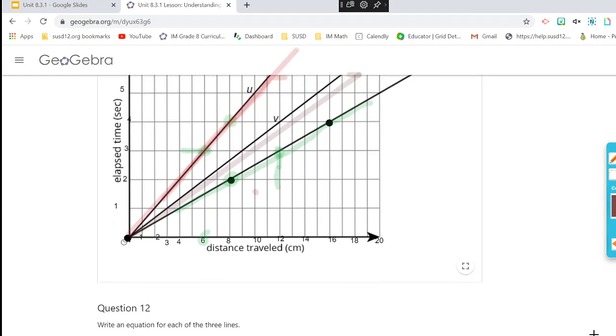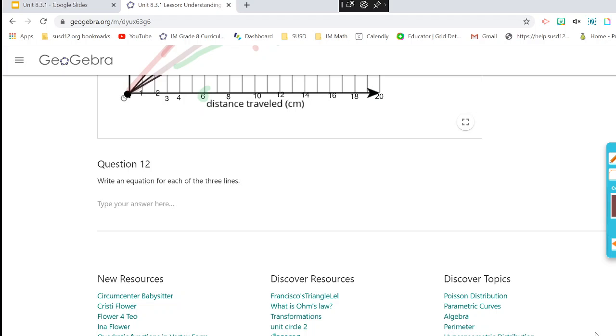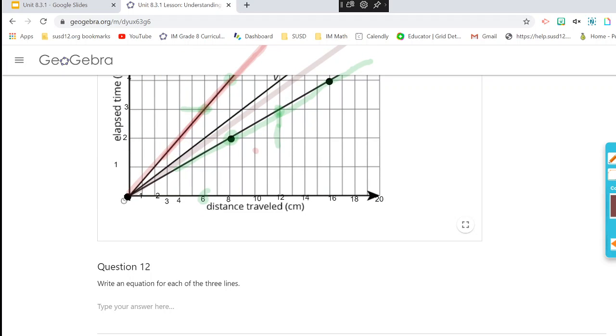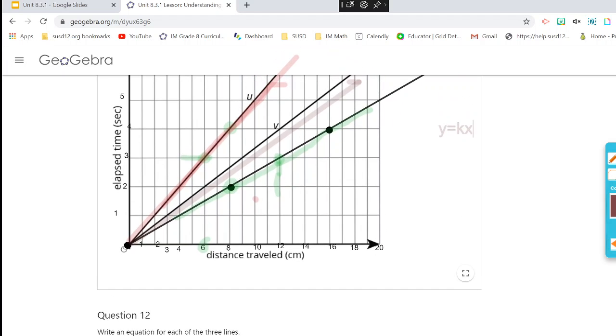Okay, question 12 says, write an equation for each of the 3 lines. Aha, now this is where we need to start using proportional relationships. Y equals kx. The k is a constant of proportionality. In this case, the k is going to equal the change in time divided by the change in distance.